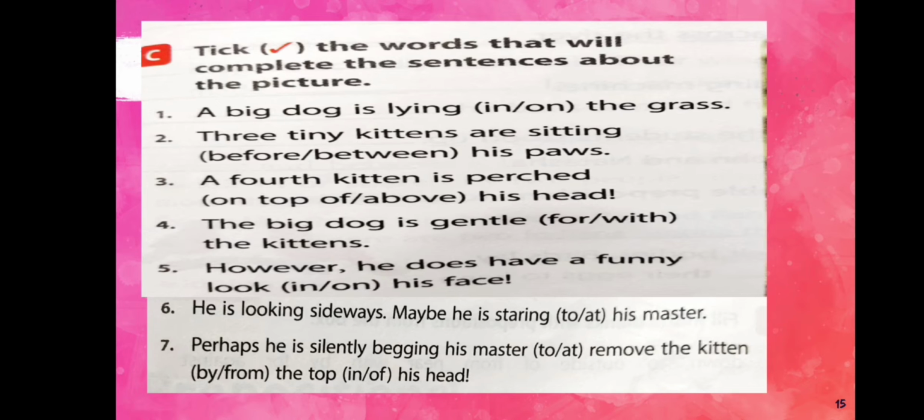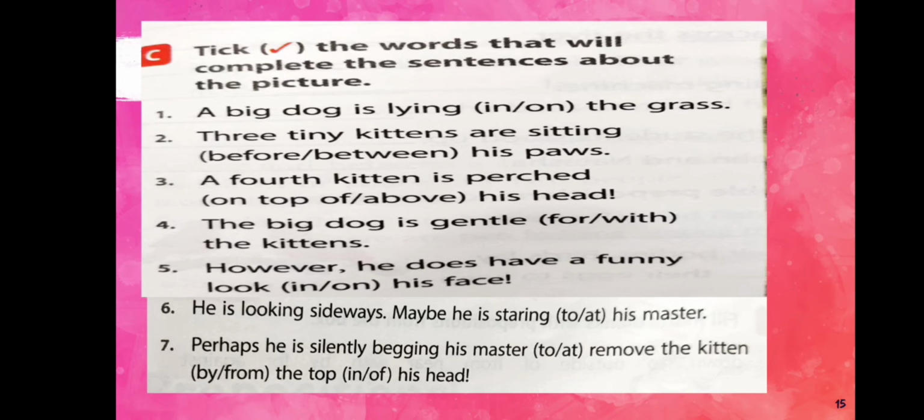Three tiny kittens are sitting before or between his paws. Three tiny kittens are sitting. Is it before or between? You can see the two legs, two paws. One paw is that side, and the kittens are between these two paws. There are two things. There are two paws. So you can use between.